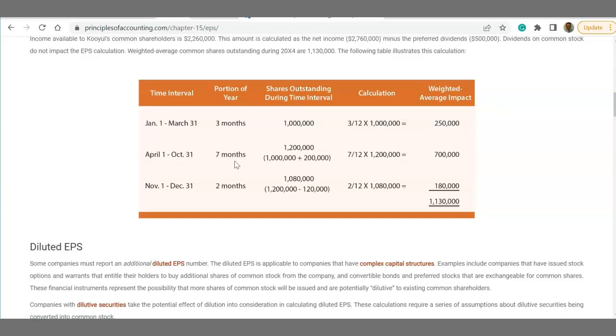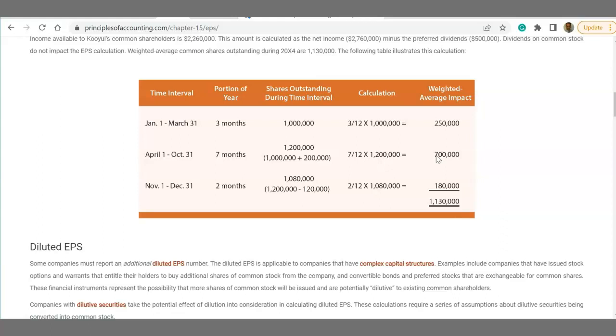For the next 7 months, we issued 200,000 more shares. So for 7 months, we had 1 million shares plus 200,000, which is 1.2 million shares outstanding. And that's a 7 out of 12 ratio times 1.2 million shares outstanding. That gives us a weighted average of 700,000 shares.